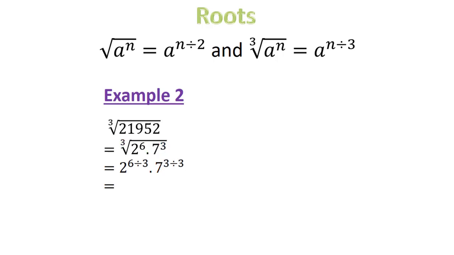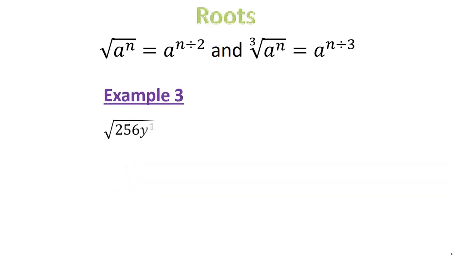Now, 2 to the power of 6 divided by 3 is 2, times 7, and 3 divided by 3 is 1, so it can just stay blank there. That gives us 2 times 2 is 4, times 7 is 28.